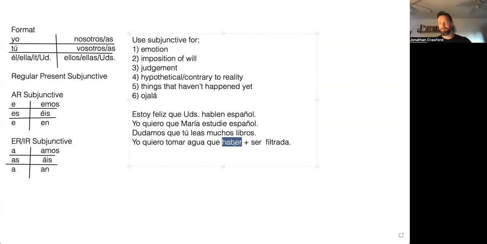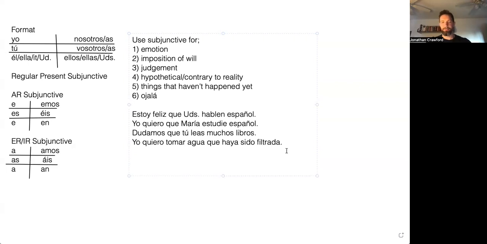And so how do you guys know that it'll be haya? Well, the only reason you'll know is by studying these irregular verbs. It'll be haya. Haya sido. Sido. Haya sido. Que haya sido filtrada. Just like that.